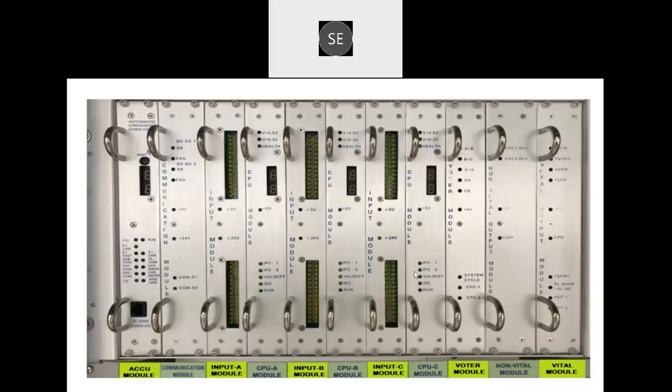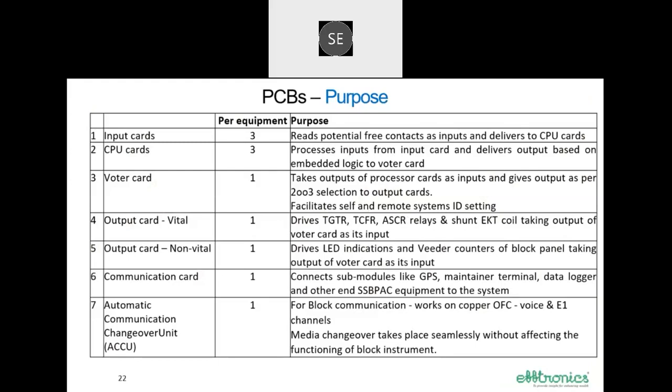So this is all about the 11 PCBs. In total, there are 11 PCBs in the Eurorack. The same is given for further study of this material. Input cards are 3, CPU cards are 3, and there is 1 watchdog card. There are 2 output cards, 1 communication card, and 1 automatic communication changeover unit. So there are a total of 11 PCBs here.